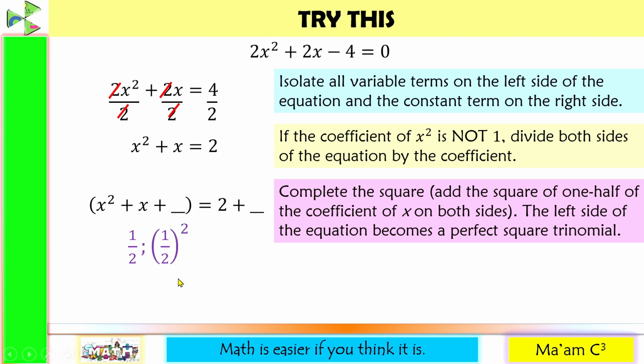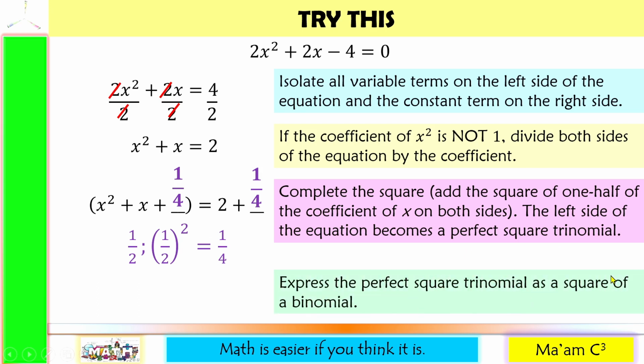Square this, and this will give us 1 squared is 1, 2 squared is 4, so 1/4. So we are going to add 1/4 on both sides of the equation. And then the left side of the equation becomes a perfect square trinomial. So let us express this perfect square trinomial as a square of a binomial. Determine the square root of x squared, and that is x. The square root of 1/4, it is already here, that is 1/2. Copy the sign of the middle term, so plus, and then the quantity is squared, equals 2 plus 1/4.